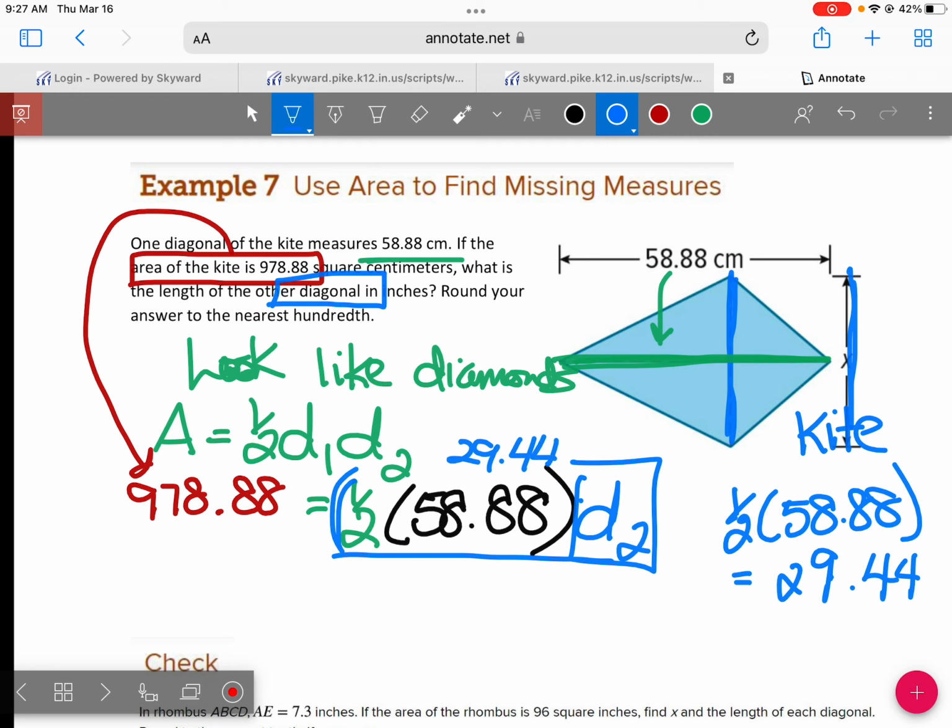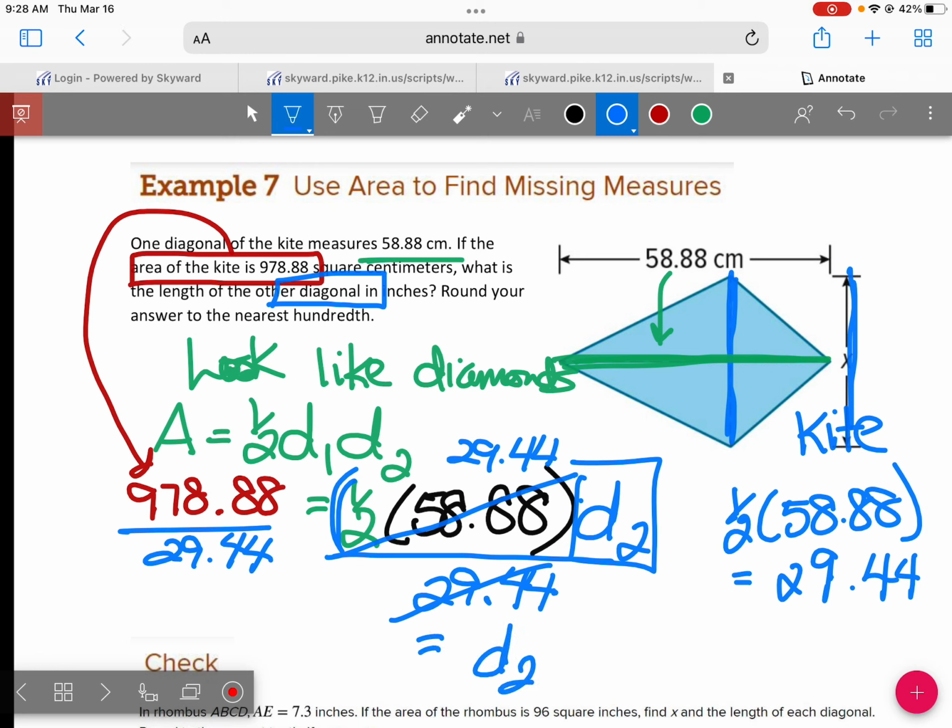So this is 29.44. Is everybody with me on that? So I'm going to divide by 29.44. And whatever I do on one side, you have to do on the other. Divide by 29.44. These are going to simplify out. So the length of diagonal 2 is, if you take 978 divided by 29.44, ugh, I can't hold two things at the same time. 29.44, what are you getting?